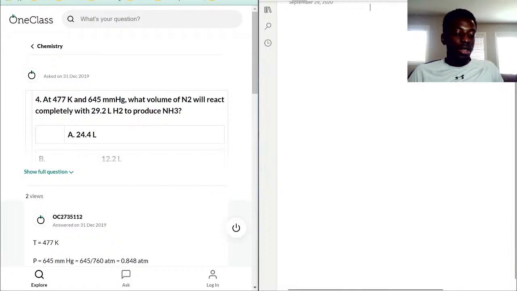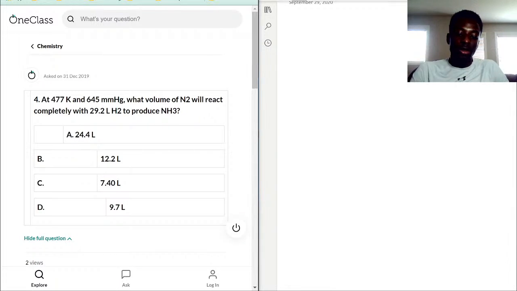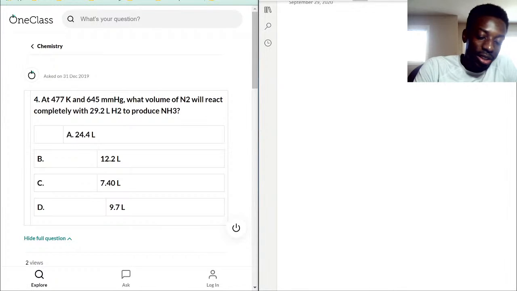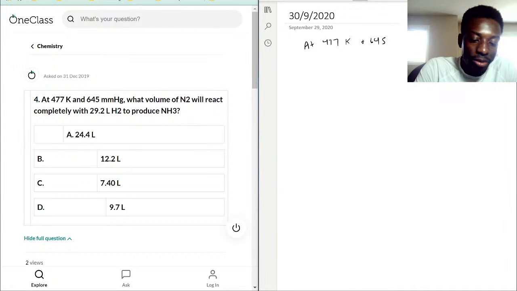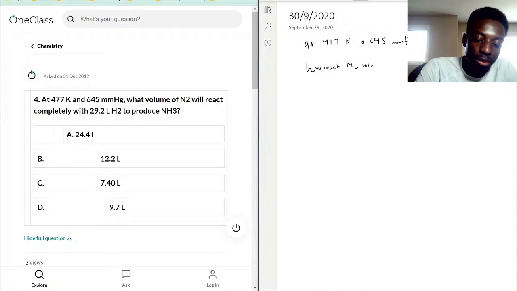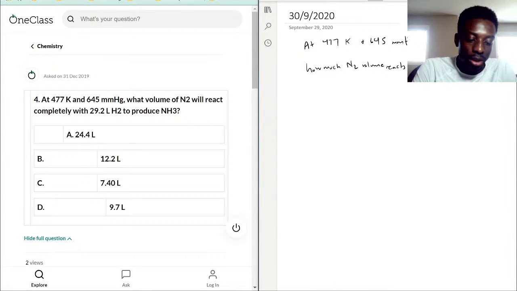All right, so now let's see this question here. Let me just start from the top. At 477 Kelvin and 645 millimeters of mercury, that's just a way to read atmospheric pressure, what volume of N2 reacts completely with H2? How much of it? 29.2 liters, to produce NH3.